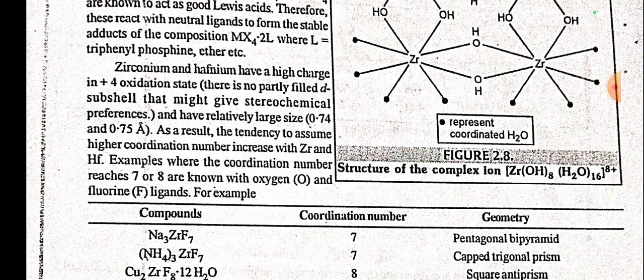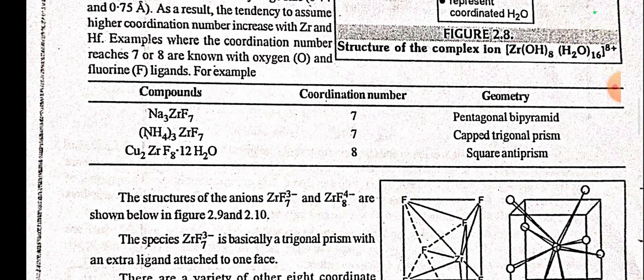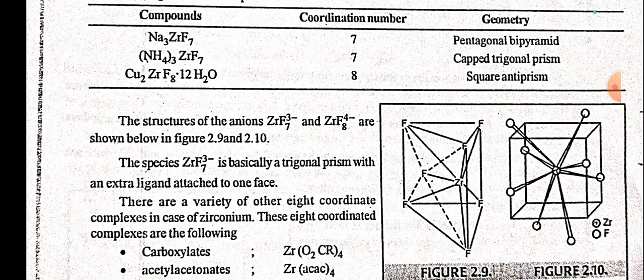Zirconium and hafnium have higher charge in the +4 oxidation state. There is no partly filled d orbital shell that might have stereochemical preferences, and they have relatively large sizes. As a result, the tendency to assume higher coordination number increases with zirconium and hafnium. Examples where the coordination number reaches 7 or 8 are known with oxygen and fluorine. For example, the structures of the ions ZrF7 3- and ZrF8 4- are shown below. The species ZrF7 3- is basically a trigonal prism with an extra ligand attached on a face.